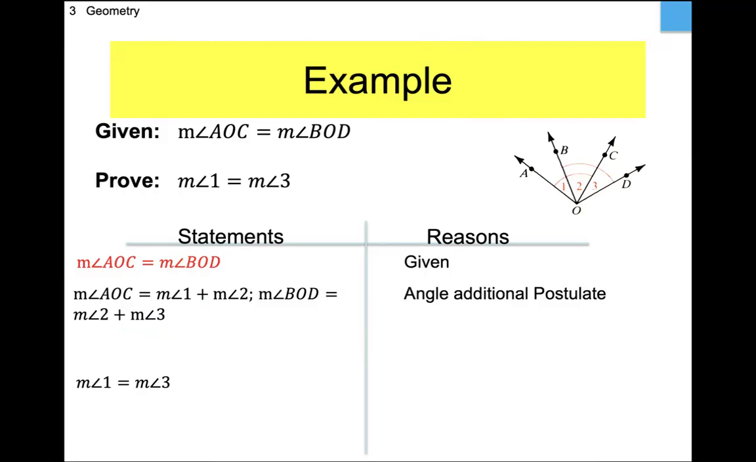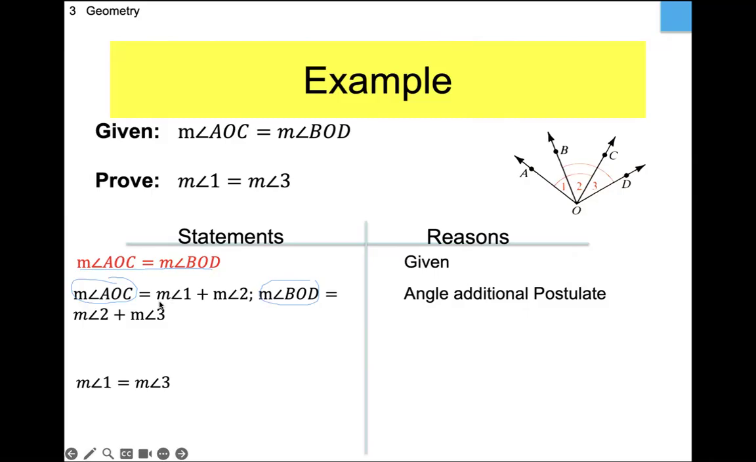Now I've highlighted in red that, given that angle AOC is equal to angle BOD, what I want you to pay attention to is that I've got AOC right here, and I've got BOD right here. The original given statement says that those two are equal to each other, so I could set them equal to each other. I could write AOC is equal to BOD.